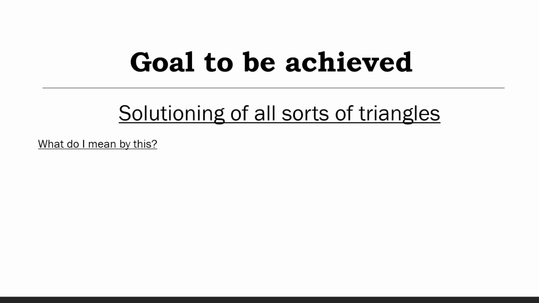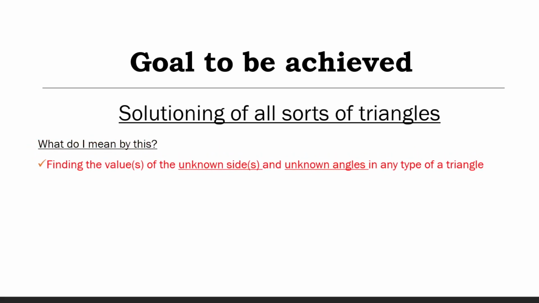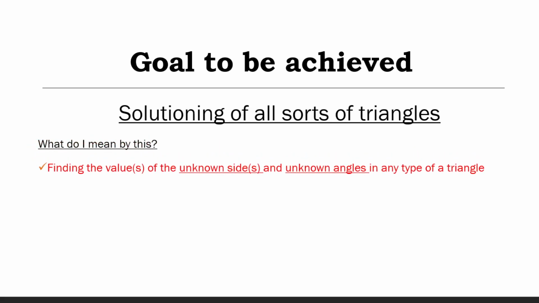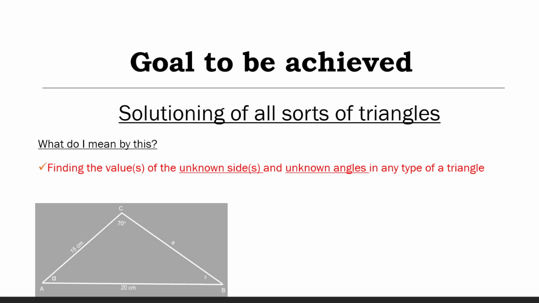And what do I mean by this? I mean that we should be able to find the values of unknown side or unknown sides of a triangle and unknown angles in any type of triangle. We should be able to solve our triangles irrespective of which triangle we are given, whether it's a right-angled triangle, an acute-angled triangle, or an obtuse-angled triangle. We should be able to find the solutions of what we are requested to determine.